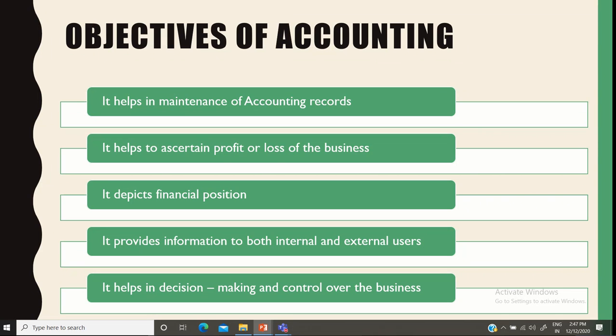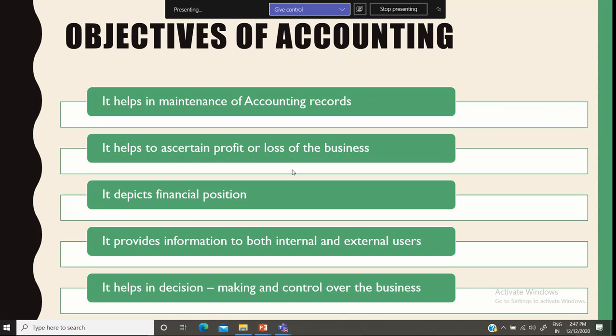Similarly, businesses want to have a check over what is exactly happening in their business. Only if they maintain proper books of accounts can they have control over their expenditure and their wastages, and reduce all those things in the business. Proper investment can be made in the future. Everything depends on maintaining proper books of accounting.